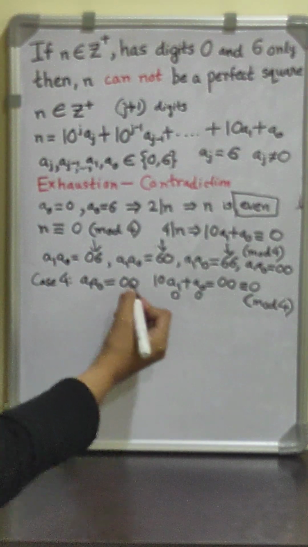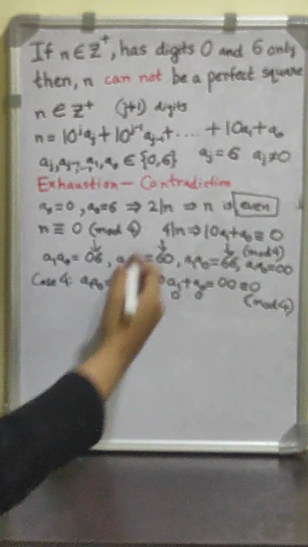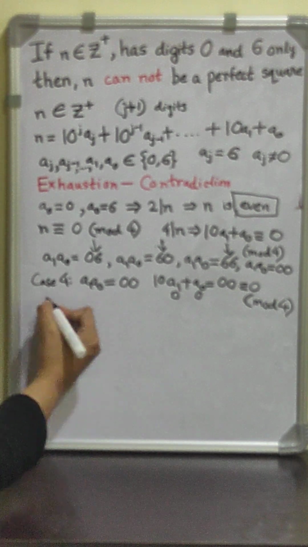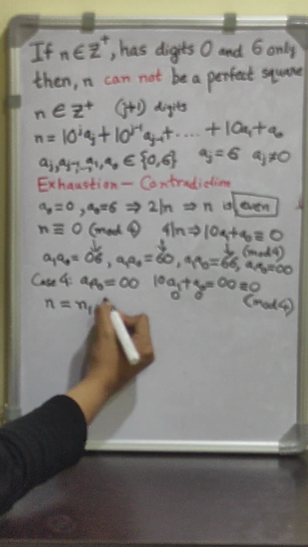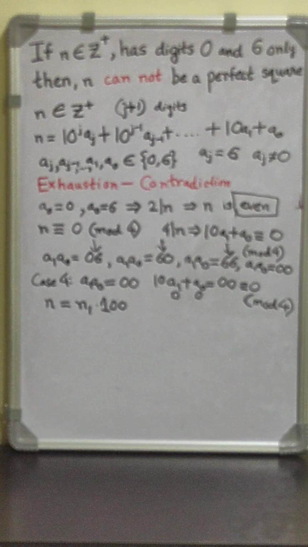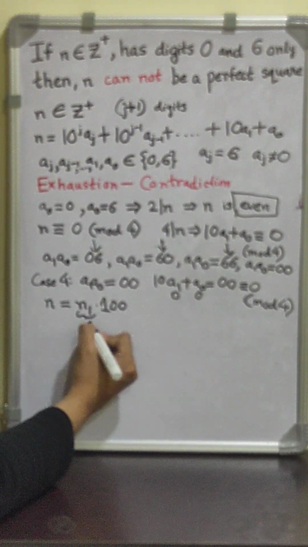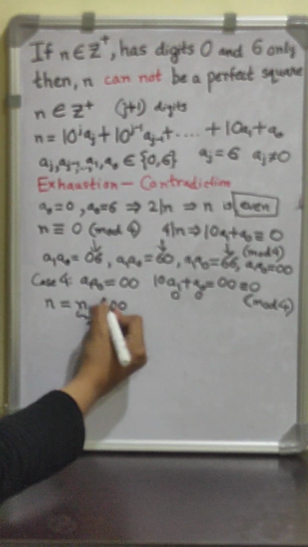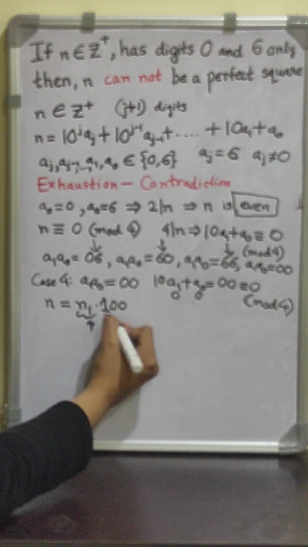That gives us an idea. I have only zeros here, but I know that n cannot have all zeros, even if the last 2 digits are zeros. Then I can choose to write n as another number, n1, multiplied by 100, just because the 100 takes care of the last two zeros. And then I'll try to exhaust and contradict n1. That might be easier because I am taking care of the two zeros in this 100.